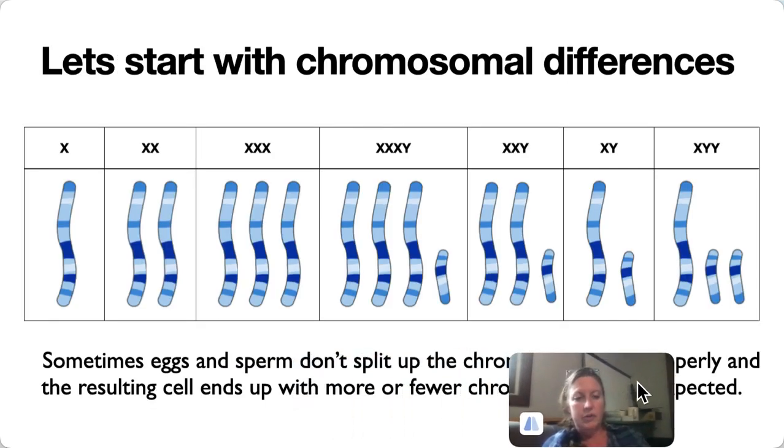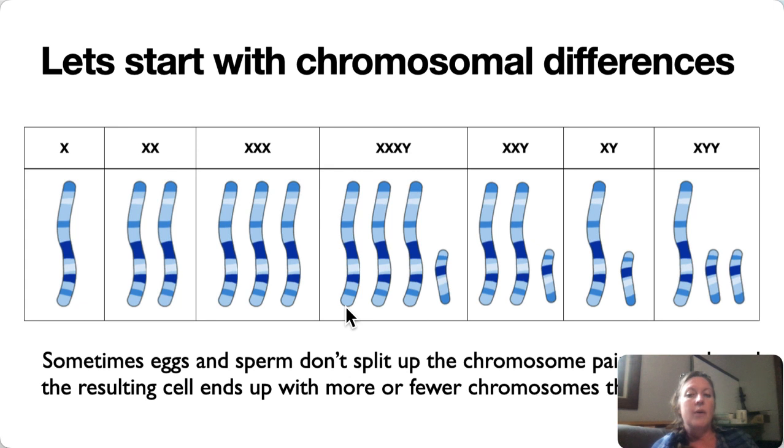So let's start with the chromosomal differences. Now, typically, we would expect to see females with 2 X chromosomes and males with an X and a Y. But all of these different combinations are possible. Some individuals are born with just 1 X chromosome, which means that one of the parental gametes did not deliver a sex chromosome. Some individuals are born with 3 X chromosomes. So mom gave them 2 X chromosomes and dad gave them 1 X chromosome and they ended up with 3.